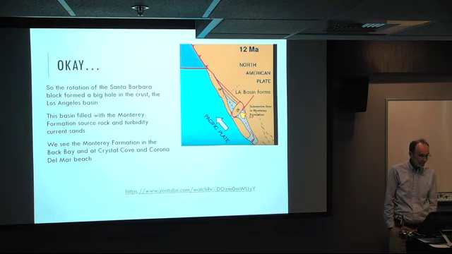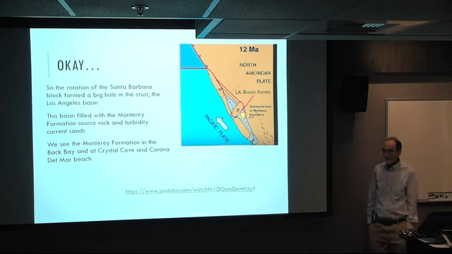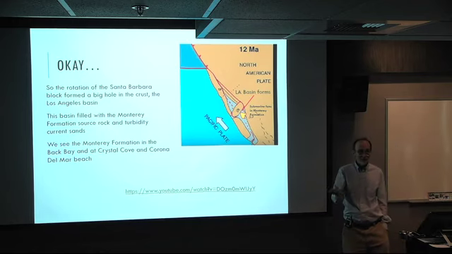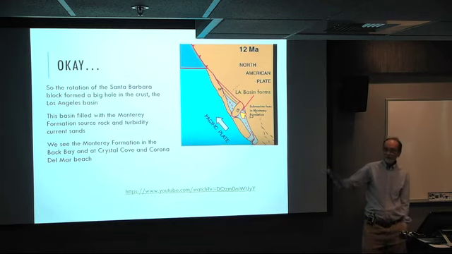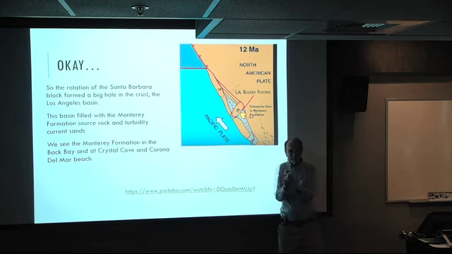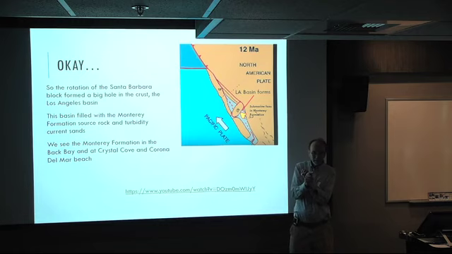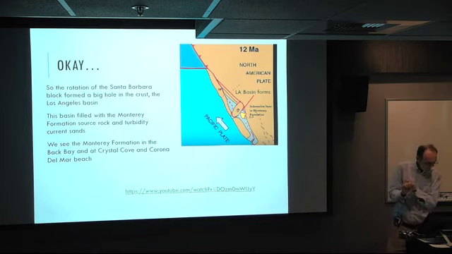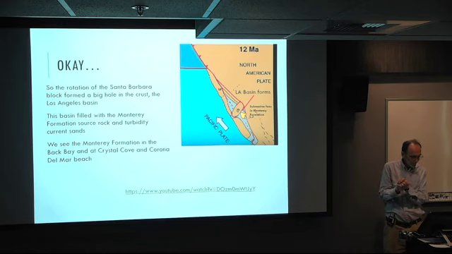This basin filled with the Monterey Formation, which was a source rock that we said, remember the diatomite, formed anoxic zones where you had these organic carbon-rich muds. And we also had sands coming in, these turbidity current sands. So we had this basin forming here that's got organic-rich mudstones in it, and it's got sandstones in it from the deepwater turbidity currents. And we see the Monterey Formation in the Back Bay and at Crystal Cove and at Corona del Mar Beach.